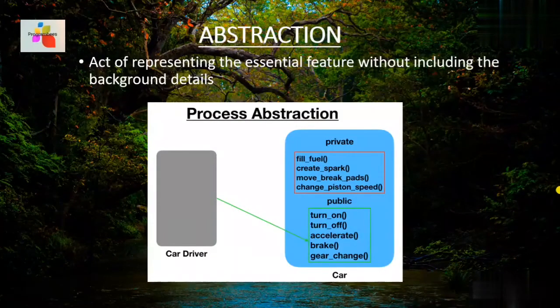Next one is abstraction. Abstraction means showing the essential features without the background details. Suppose a driver of a car only has to know how to start the car, how to turn off the car, how to accelerate, brake, etc. They don't have to know all the mechanisms in the engine. So all the mechanisms in the engine are private, and turn on, turn off, accelerate, brake are all public. But both the features are working together. In this way, only the essential features handle the thing. This is known as the abstraction process.